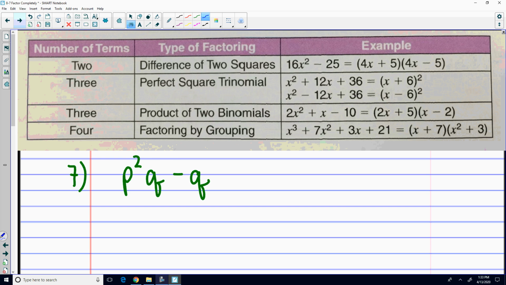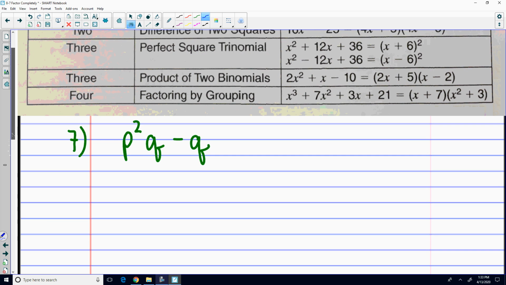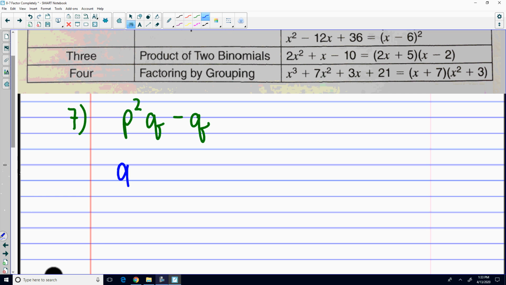Well, they both have a q, so I actually can pull a q out of this. So let's do that. If I pull out a q, I'm left with p squared minus q divided by q is 1. P squared is a perfect square, and actually 1 is a perfect square too. 1 times itself, 1 times 1 is 1, which makes it a perfect square.